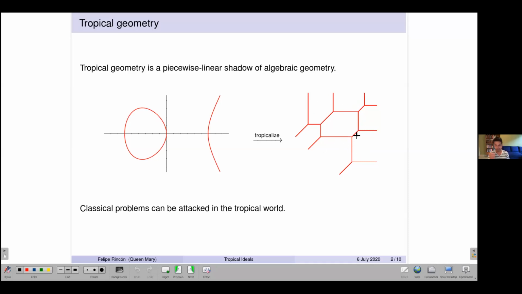And a lot of properties are preserved when you do these operations. For example, dimension, importantly, is preserved. The genus of the curve is generically preserved. So the hope, or the idea, is that we can attack classical problems in the tropical world. We can use this combinatorialization process to attack problems in the classical world by combinatorializing them.